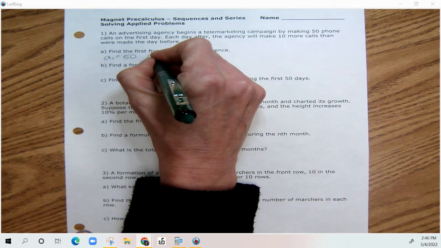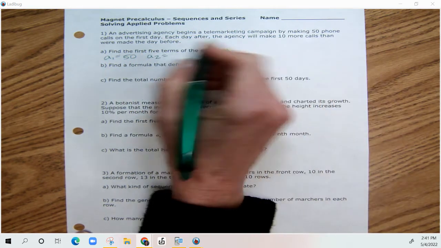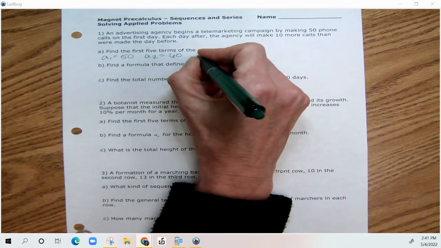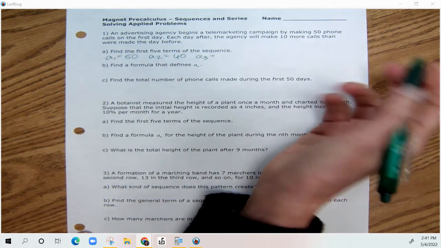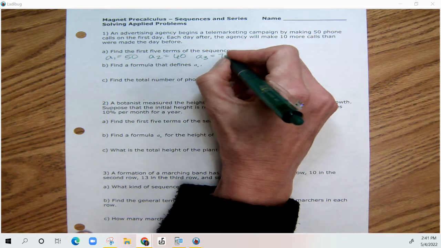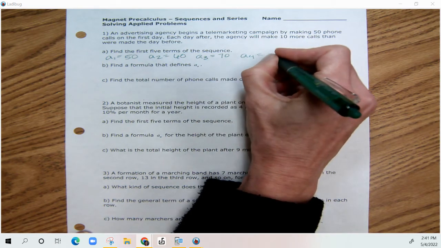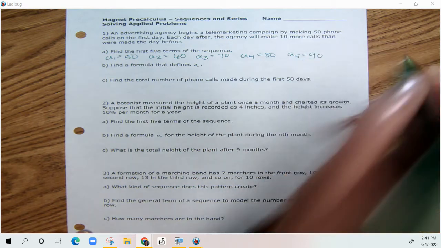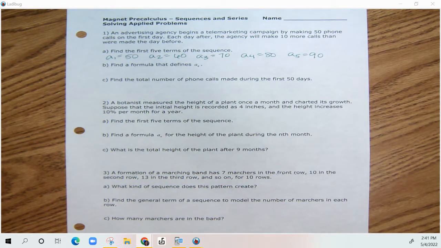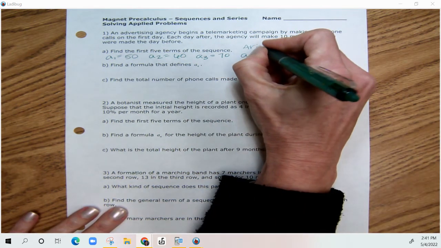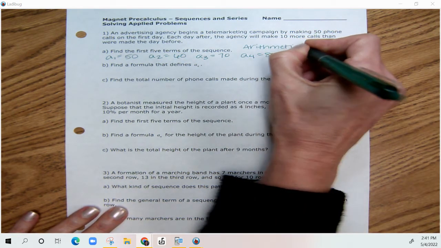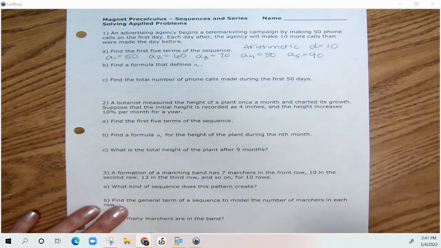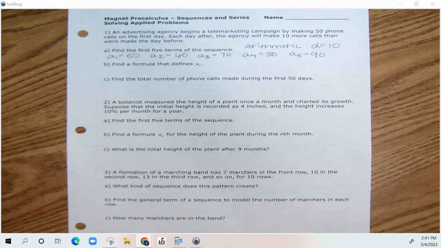The second day, they're going to make 10 more than they did the first day, so that would be 60. And then the next day is 10 more than the day before. So you can just continue that pattern. And so when you write out the first 5 terms, it should make it sort of obvious that this is in fact arithmetic with a common difference of 10, where the first term is 50.